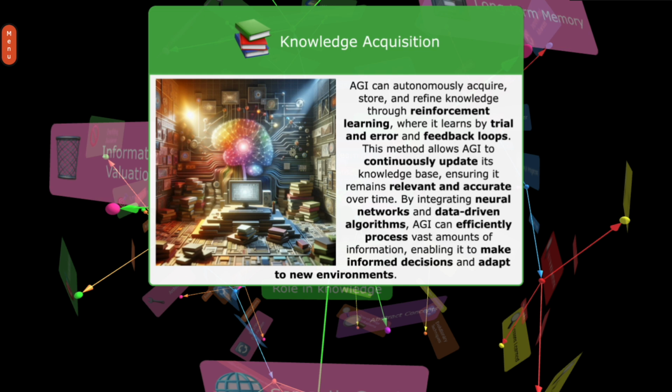AGI can autonomously acquire, store, and refine knowledge through reinforcement learning, where it learns by trial and error and feedback loops. This method allows AGI to continuously update its knowledge base, ensuring it remains relevant and accurate over time. By integrating neural networks and data-driven algorithms, AGI can efficiently process vast amounts of information, enabling it to make informed decisions and adapt to new environments.